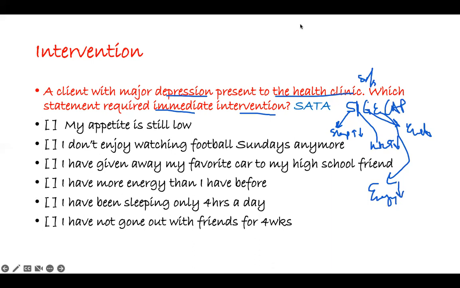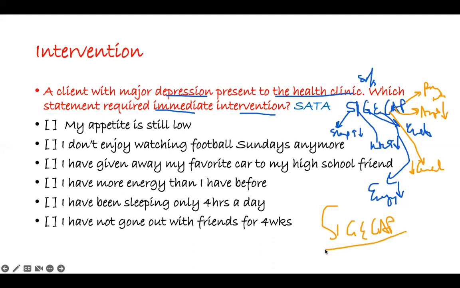C is concentration. Concentration is down. A, appetite, is down. And P is psychomotor retardation. So the key symptoms of depression are SIGECAPS, and you can use this to answer every question. The key thing about depression is what you need to worry about.